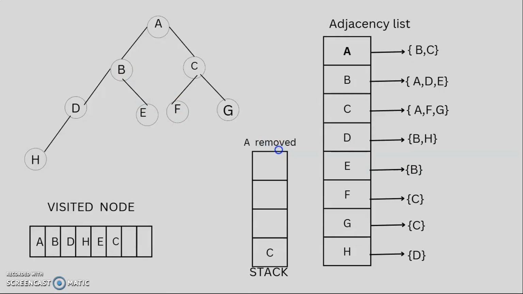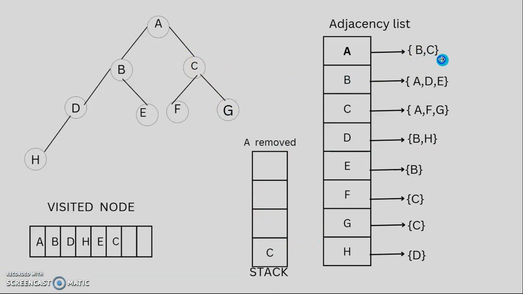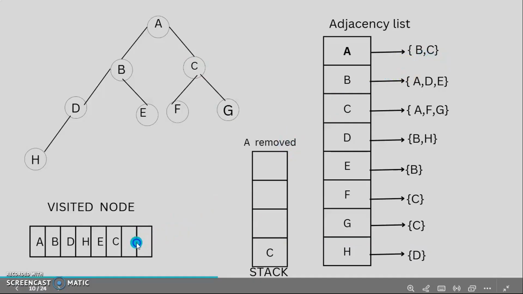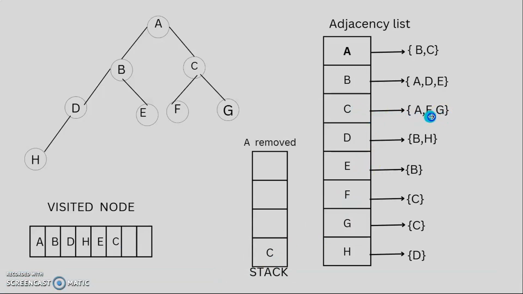Next, you remove the node A. When you remove node A, you find the adjacency list B and C. B is already visited, but C is yet to be visited. So enter C in visited node and also in the stack. Once you enter it into the stack, now we refer to the adjacency list of C: A, F, G. A is already visited, but F is yet to be visited. So now enter F in the visited node list and also in the stack.